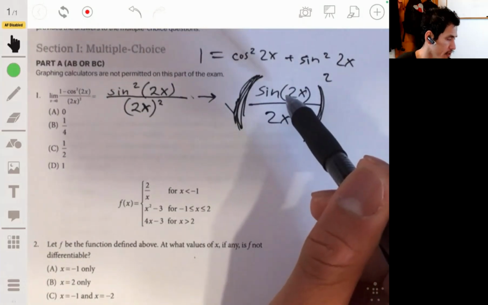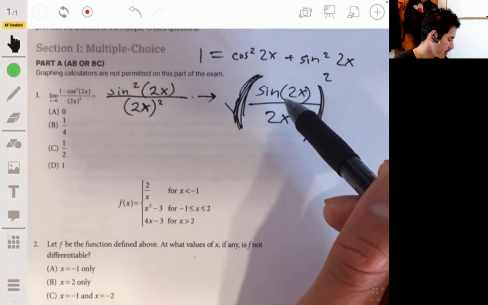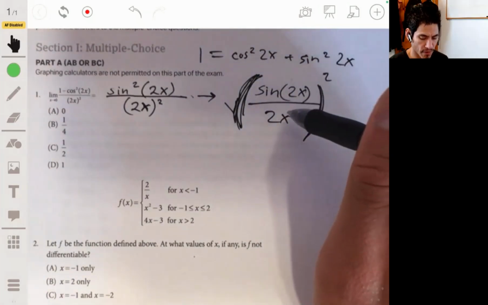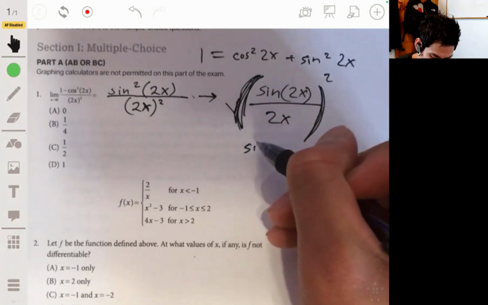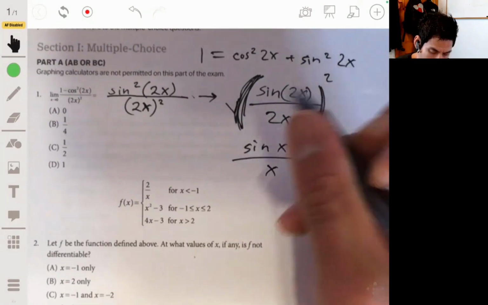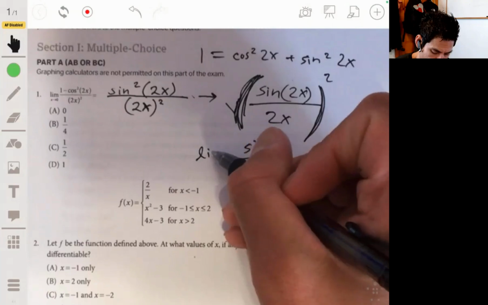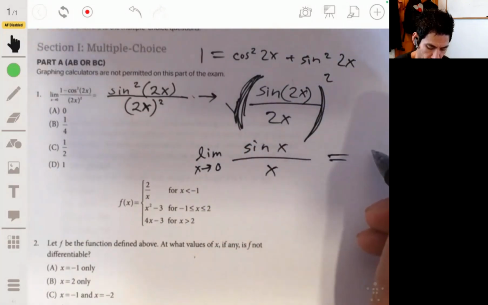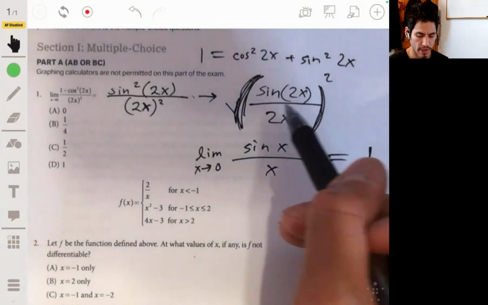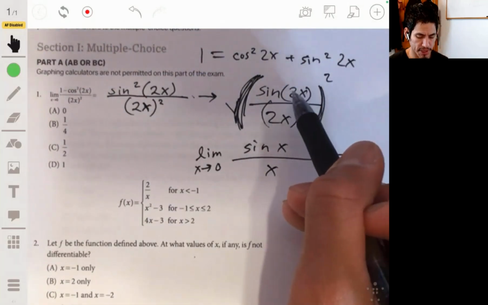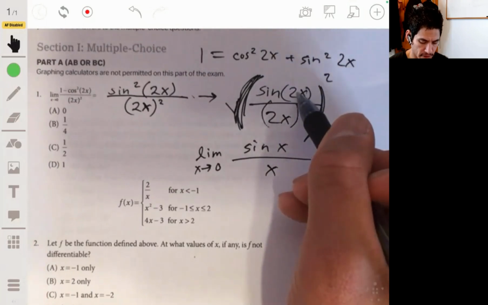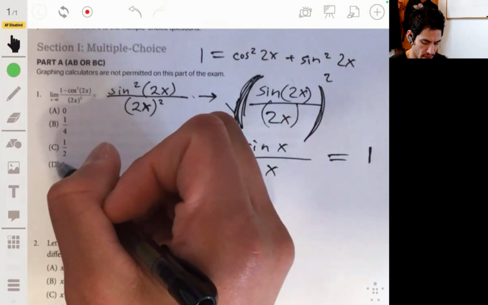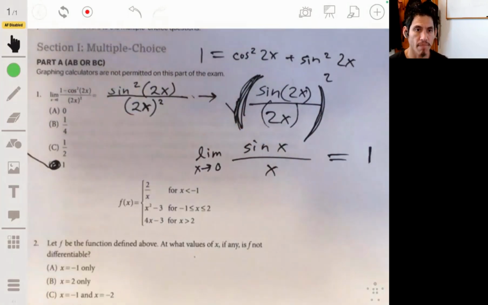And there's this property where, by definition, if you have the sine of x over x and you take the limit as x approaches 0, this is defined to be equal to 1. This is essentially the same thing, but we have 2x in its place. So this is really just 1 squared, or just 1 over 1. And so the answer is going to be D.